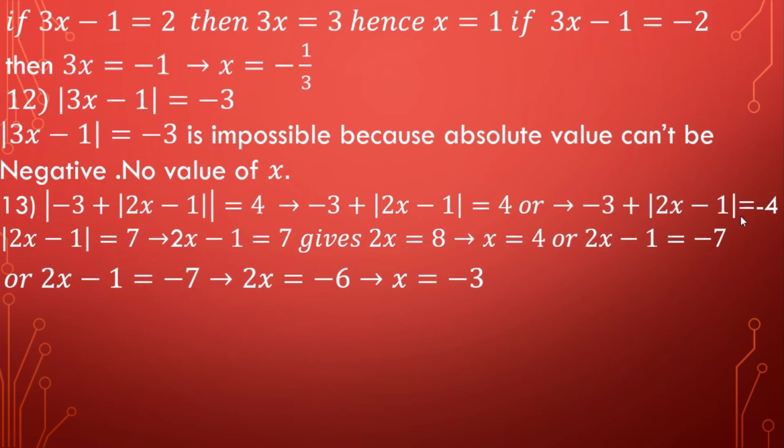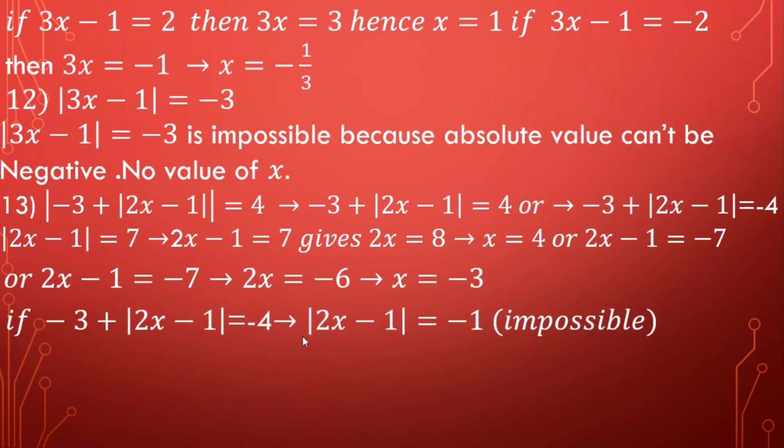The other case, minus 3 plus absolute 2x minus 1 equals minus 4. So absolute value of 2x minus 1 equals minus 1. It is negative, then this is impossible. We don't have any solution. So the unique solutions are x equals 4 and x equals minus 3.